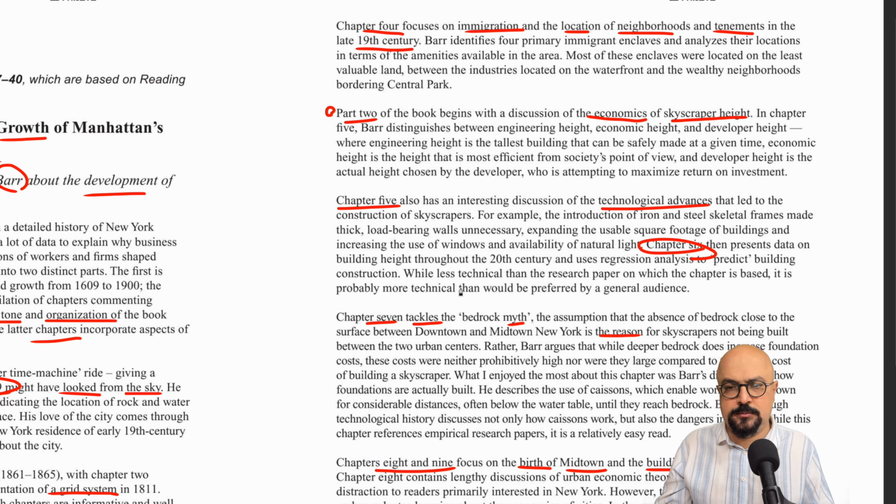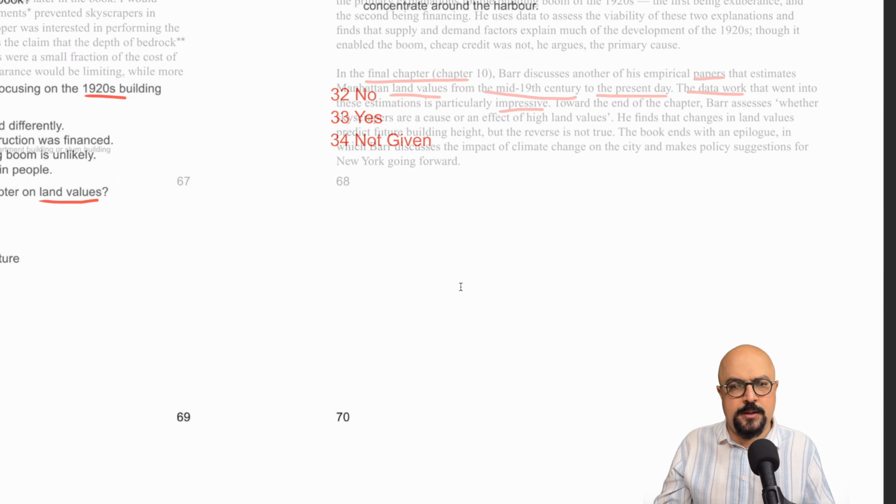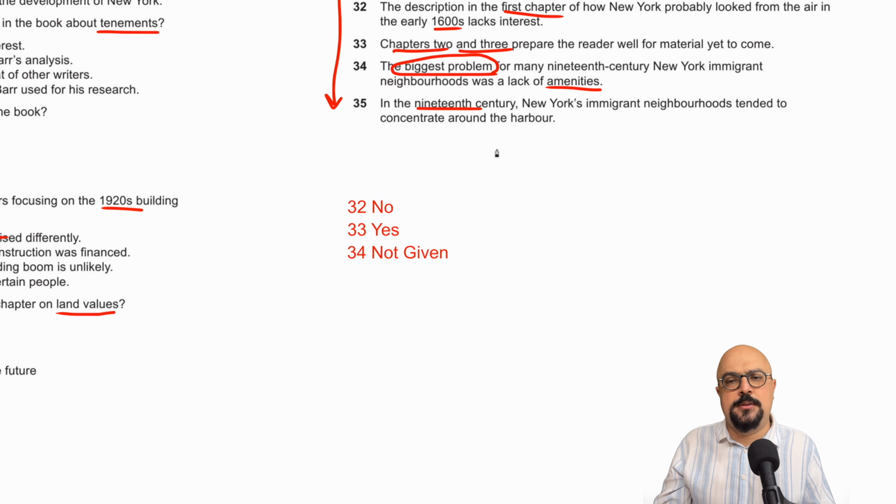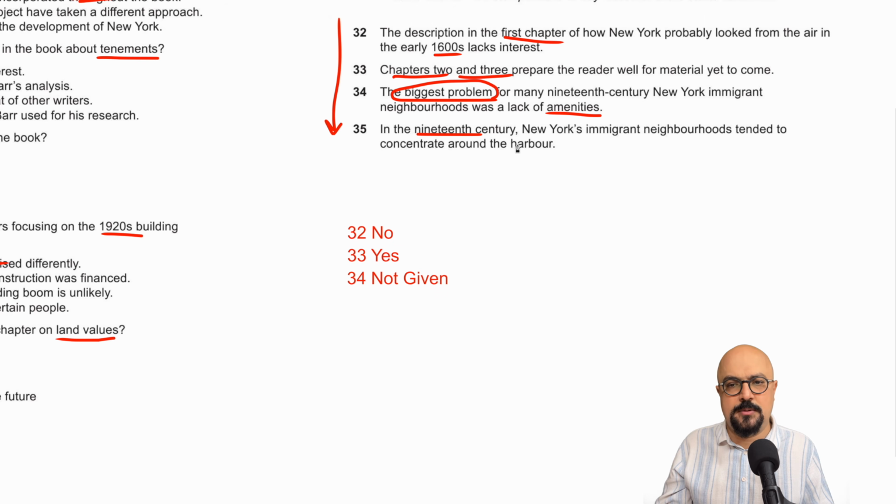Okay. I don't see anything. Let's go back to the question again. New York's immigrant neighborhoods tended to concentrate around... Oh, sorry. I read labor as harbor, not the labor. Oh my God, it didn't make any sense to me. It's harbor. Harbor is a place. I misread it. So it's not the harbor, it's labor. So the neighborhoods tended to concentrate around the harbor.